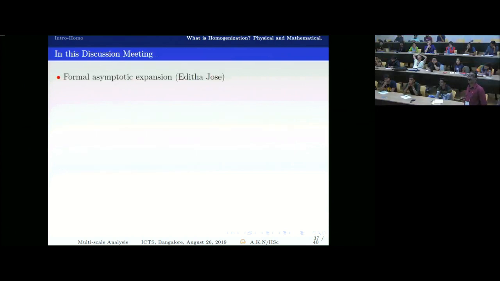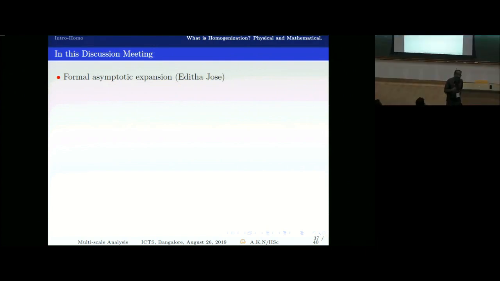So let's start with what you are expected to do in this discussion meeting. For any asymptotic problem, the first method people try is asymptotic expansion. The problem is how do you identify a good asymptotic expansion? Because asymptotic expansion is not a rigorous method, it is a kind of formal method. There is no rigor in that, so if you choose an asymptotic expansion which is not good, you may get wrong answers.